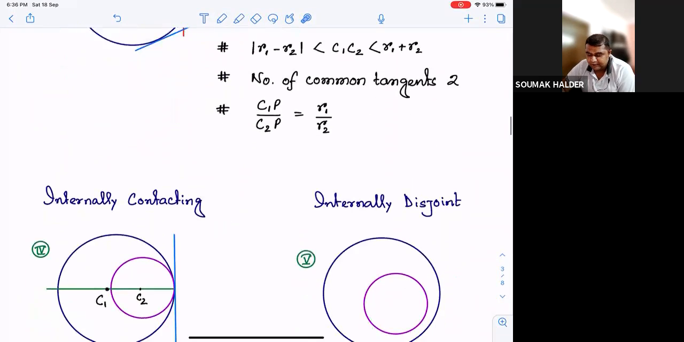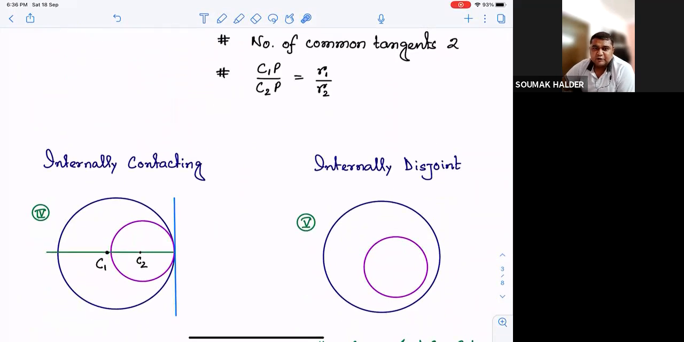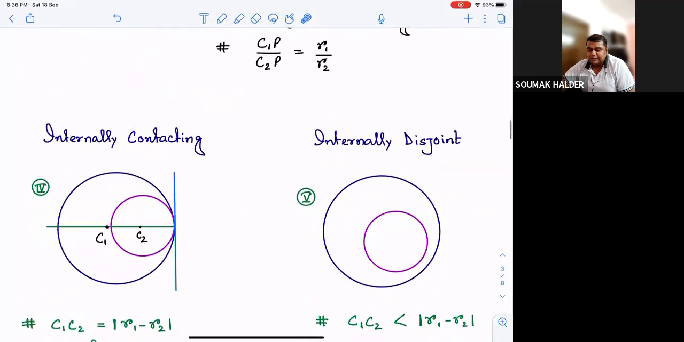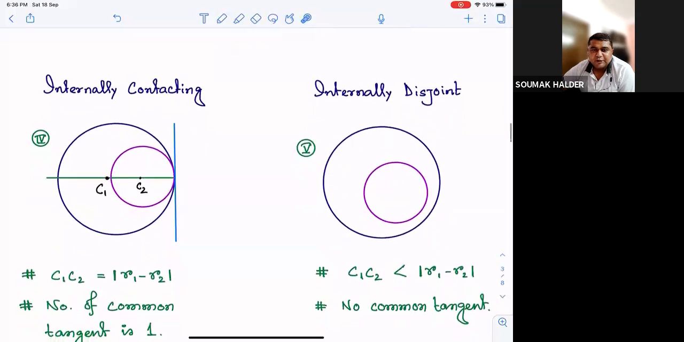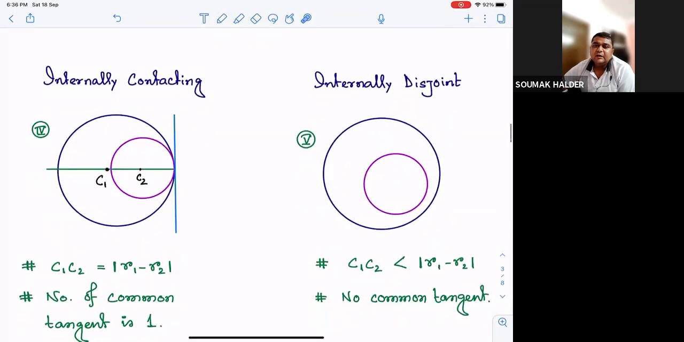Okay. When we are getting internally contacting, that is one common point and the area of the smaller circle is common. So in that case, through that one contact point, we can have a tangent which is common to both. So the number of common tangents is 1, and these centers are at a distance which is the same as the difference of the radii. I have put a modulus here on R1 minus R2 because we have assumed R1 greater than R2, whereas in the question it might not be true. So that is why I have used the modulus.